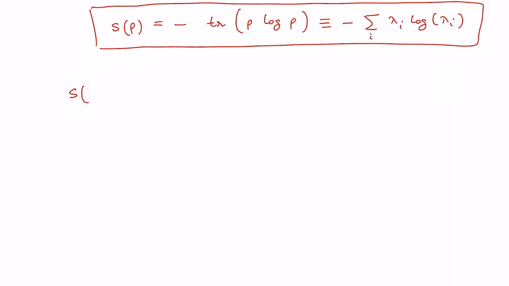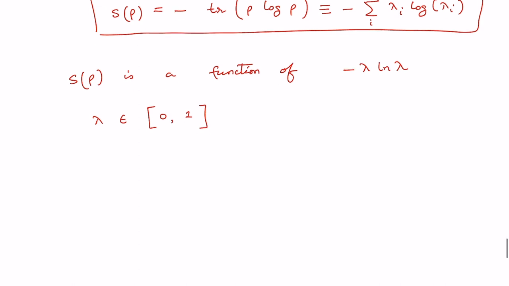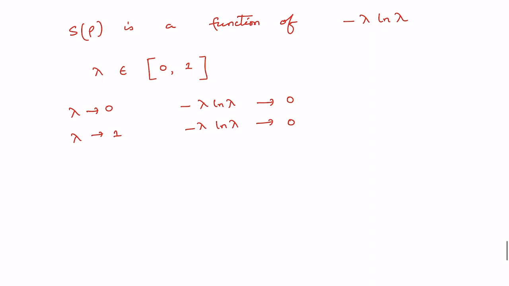As you can see from the expression, the von Neumann entropy is a function of minus lambda logarithm of lambda. Here lambda lies between 0 and 1, because lambda are the eigenvalues of the density matrix, and the diagonal elements of the density matrix give us the probabilities, and probability cannot exceed 1. Now if you look at the function, as lambda tends to 0, minus lambda log lambda tends to 0, and if lambda tends to 1, this function also tends to 0, and it has a maximum value in between.